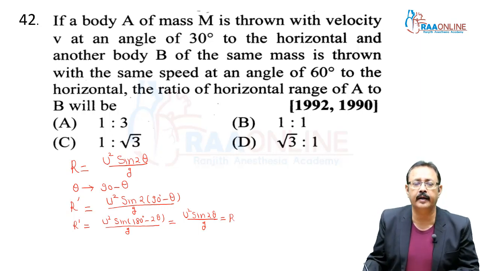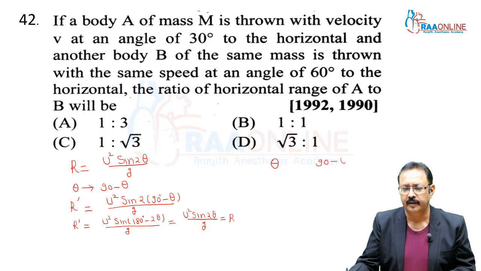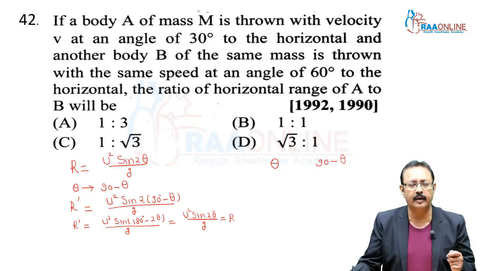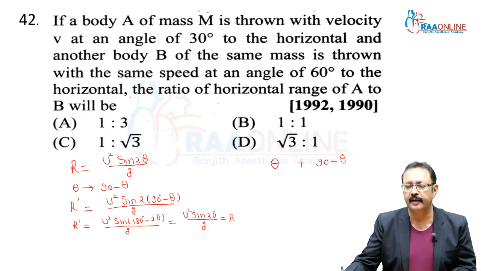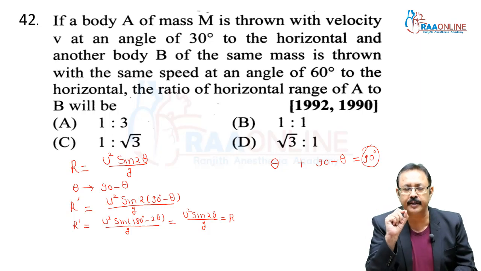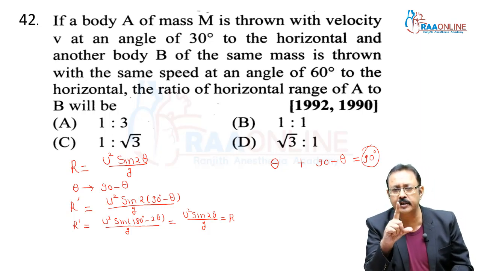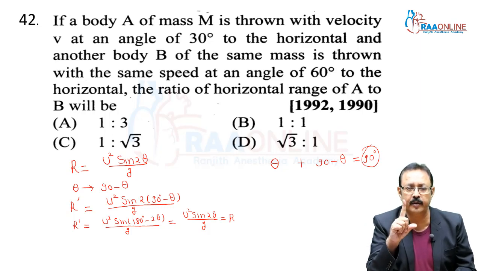It means there are two angles with which you throw the object, you will get same range. Either throw at theta angle or throw at 90 minus theta angle, horizontal range will be same. What is the special in these two angles? Sum of these two angles is 90 degree. So remember always, if for horizontal range only there is a difference in angles, but sum of angles is 90, horizontal range will be same.